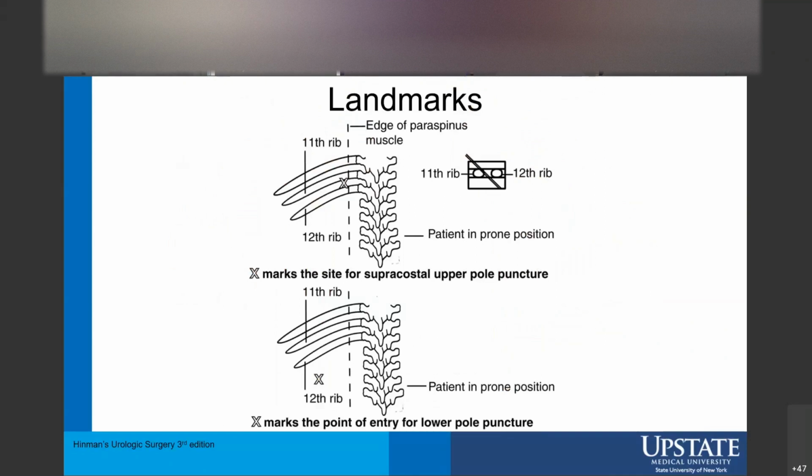So, this is right out of Hinman's if we're thinking about our landmarks. You have the dotted line representing the paraspinous muscle. You have the 12th and 11th ribs, where if you're planning upper pole puncture, you're going to position the needle pointing inferiorly, sort of in that area where the X is at the medial aspect of the kidney between those two ribs. I prefer a lower pole access for most of my stone cases, and what I usually do is I mark out the posterior axillary line, the 12th rib, the paraspinous muscle, and the iliac crest to make my little window where we can start to look for the kidney.